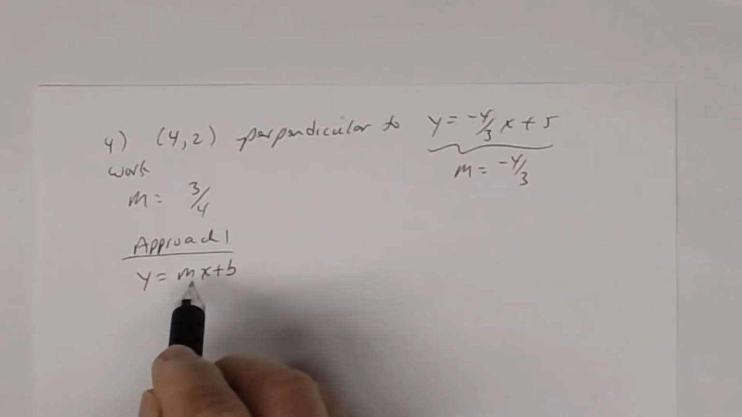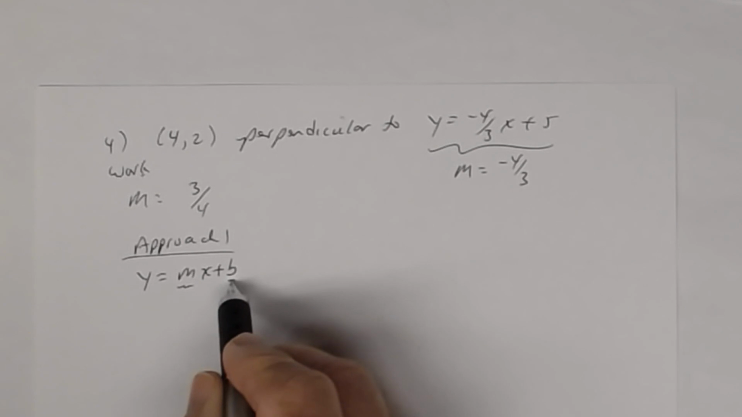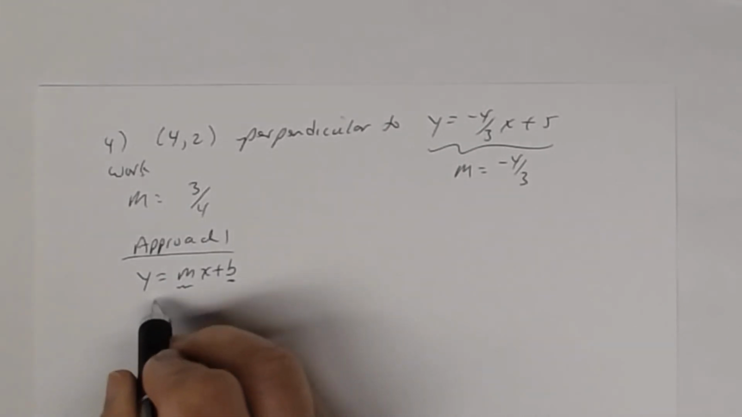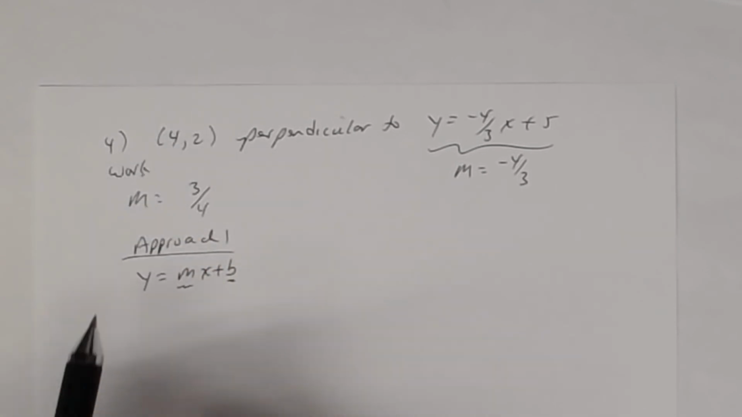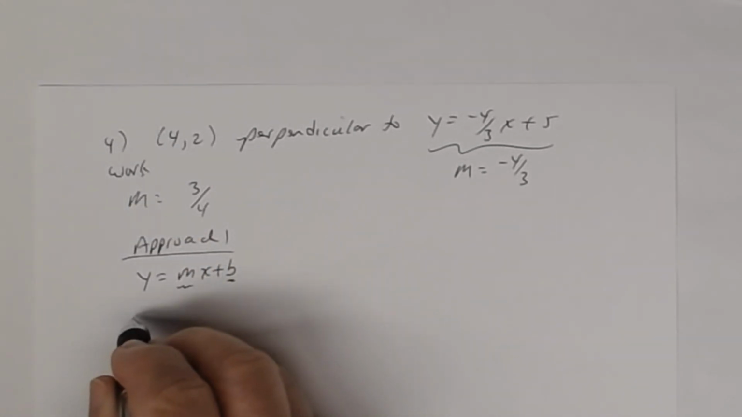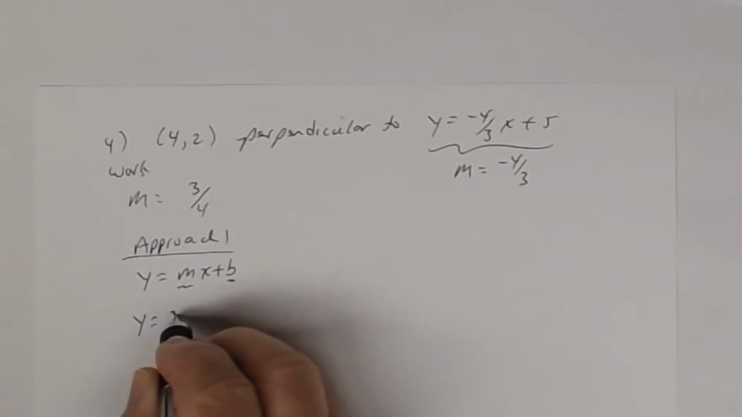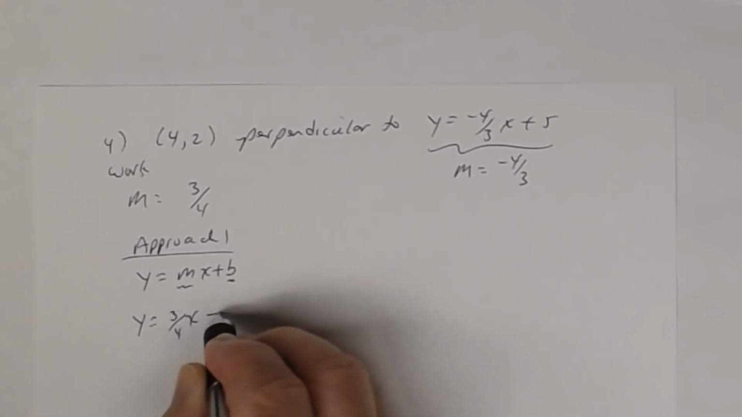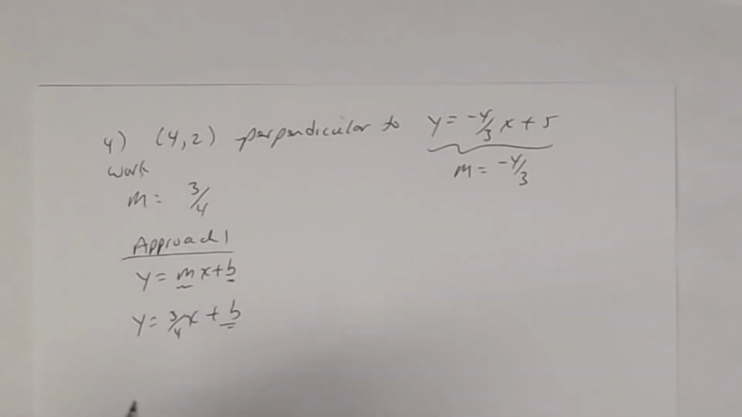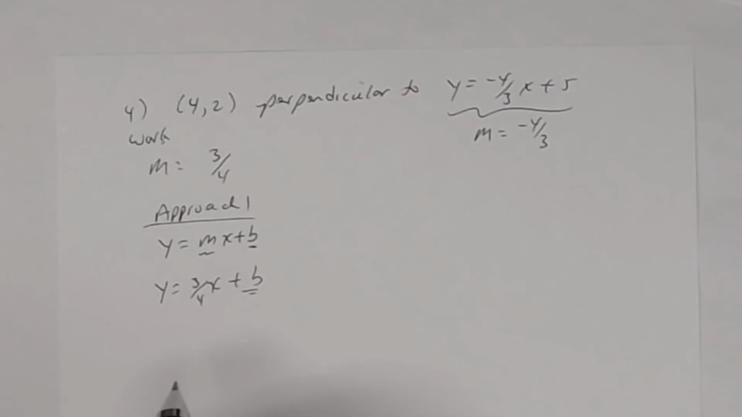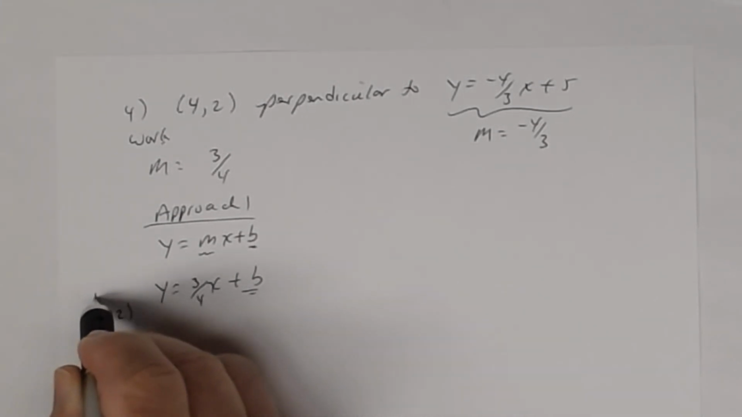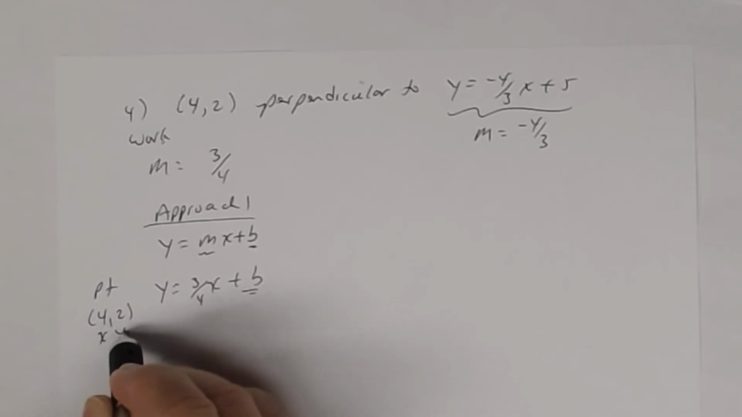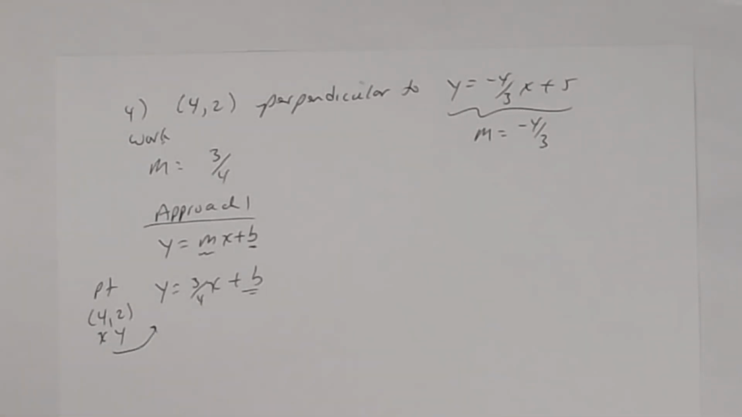To use slope-intercept form, you have to know the slope and the y-intercept. Right now I know the slope, that's all I know. I don't know the y-intercept. That's not a y-intercept. Remember, for the y-intercept, the x-coordinate has to be 0. So I have y equals the slope times x plus b, and now I've got to find b. To find b, I'm going to use the fact that a point on that line is (4, 2). So there's your x, there's your y, and I'm going to substitute that in here.